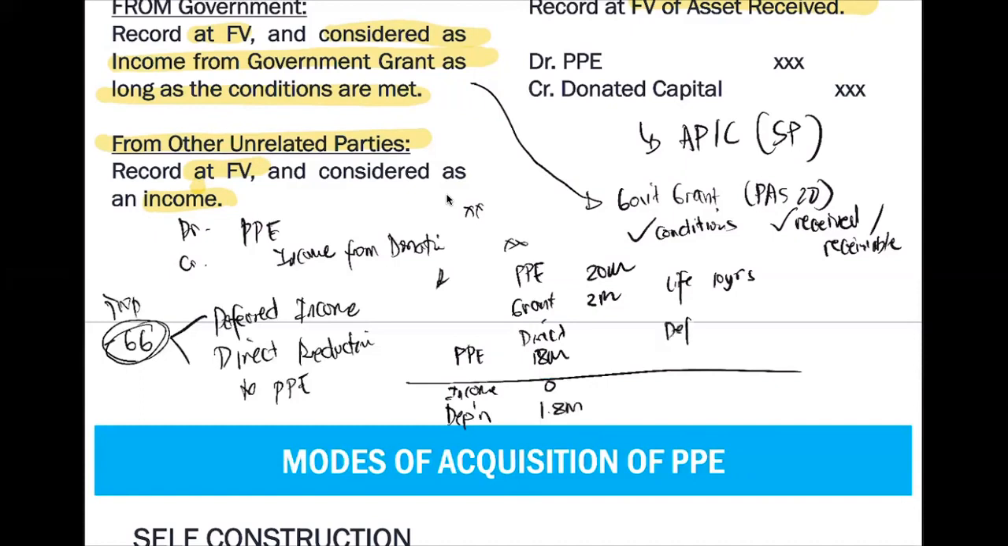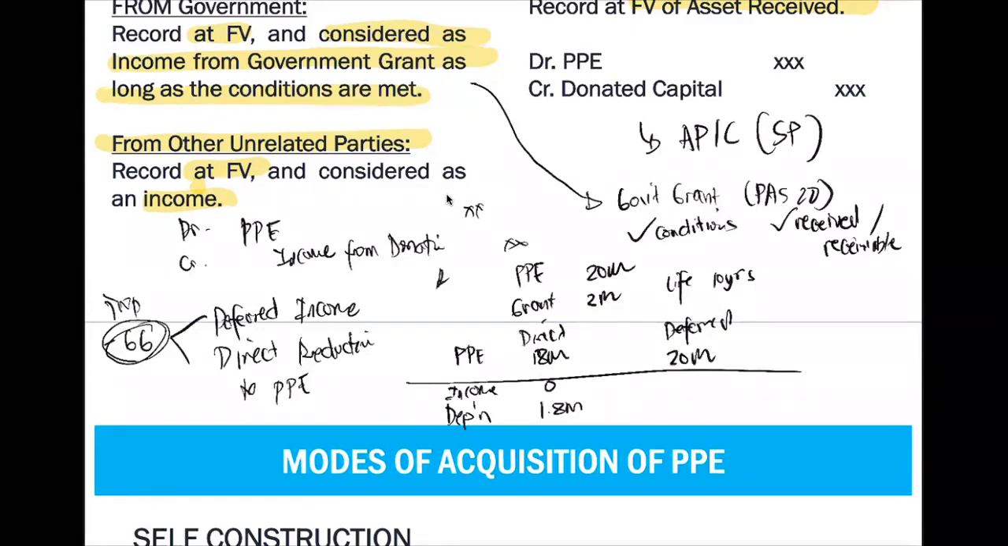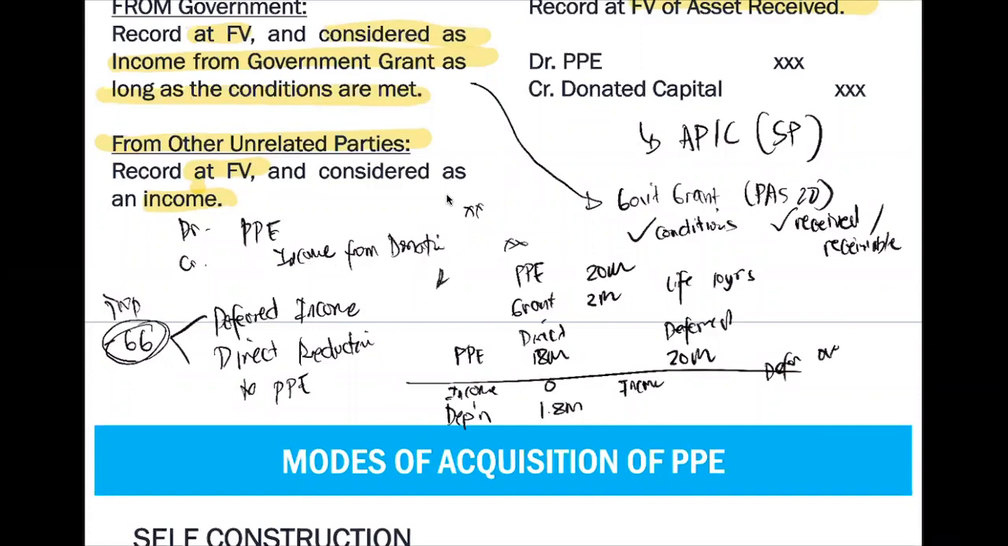But what if it is considered as a deferred income? How much should we measure the PPE? It's still at 20 million. Kasi nga, it is only a deferred income. So since it is deferred income, we defer it over the life of the property. So what is the life of the property? 10 years. So 2 million divided by 10, 200,000. And what is the depreciation? Since the property is initially 20 million, 20 million divided by 10 will give us 2 million. Okay? So what is the net effect? Is still both at 1.8 million.